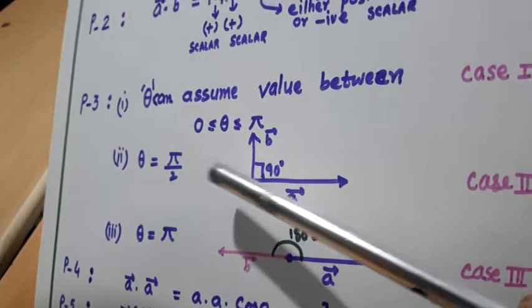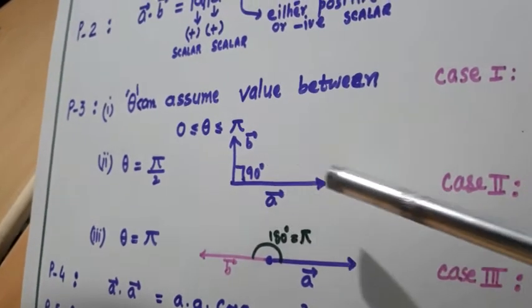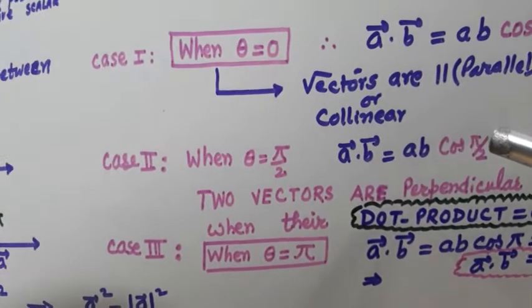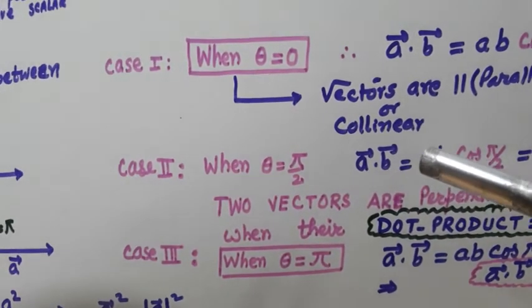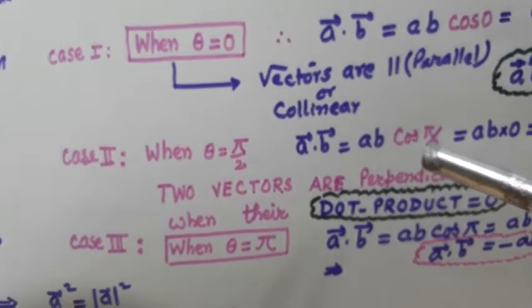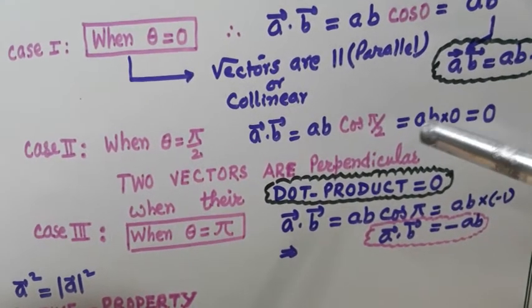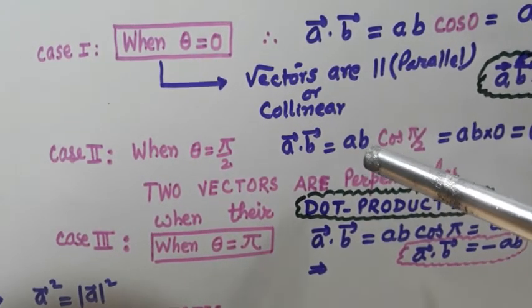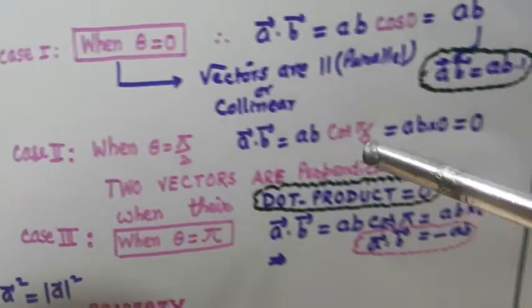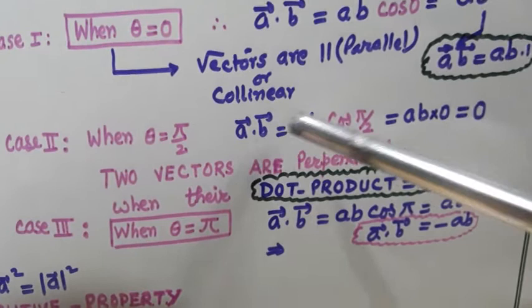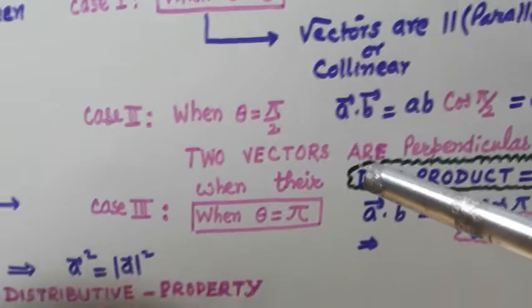Let us go to the second case. Theta is pi by 2. If theta is pi by 2, A dot B is equal to AB cos theta, and cos pi by 2 is 0. So answer is 0. So two vectors are perpendicular when their dot product is 0. Now let us go further.